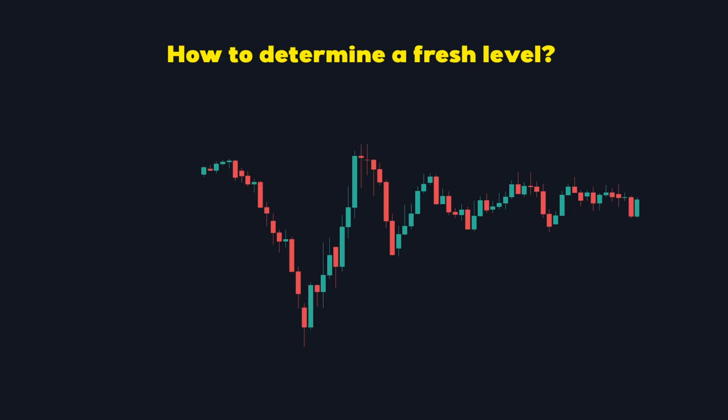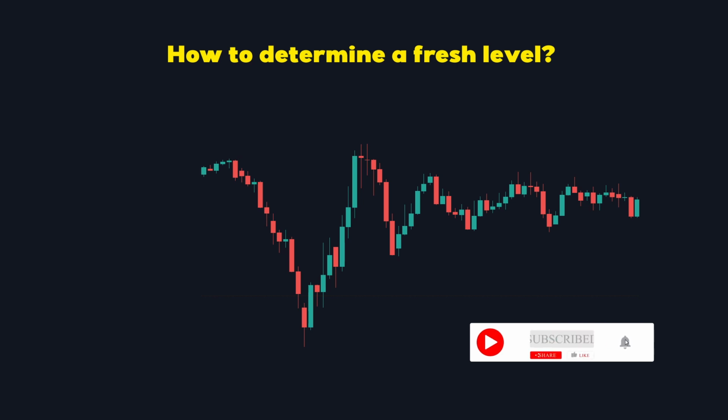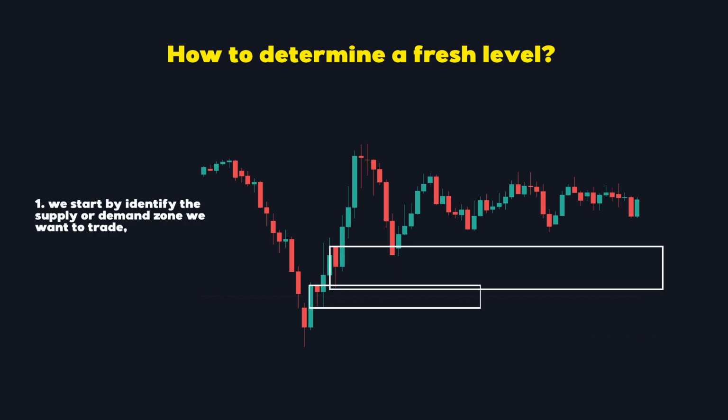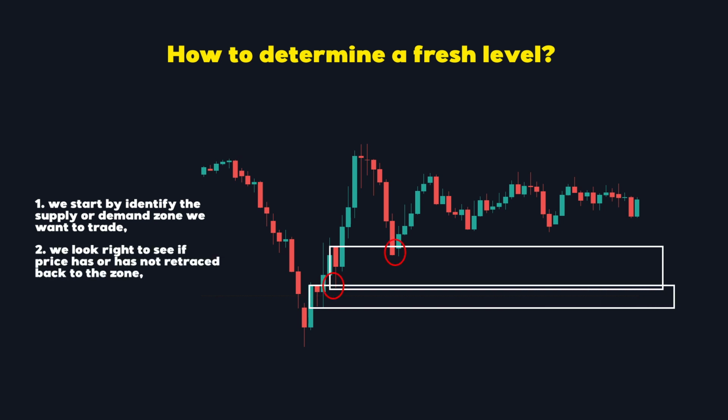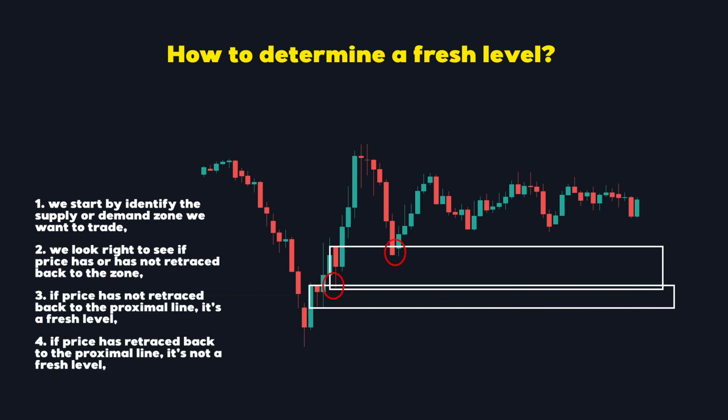How to determine a fresh level? Here's how we can determine whether the supply or demand zone is fresh or not. We start by identifying the supply or demand zone we want to trade. We look right to see if price has or has not retraced back to the zone. If price has not retraced back to the proximal line, it's a fresh level. If price has retraced back to the proximal line, it's not a fresh level.